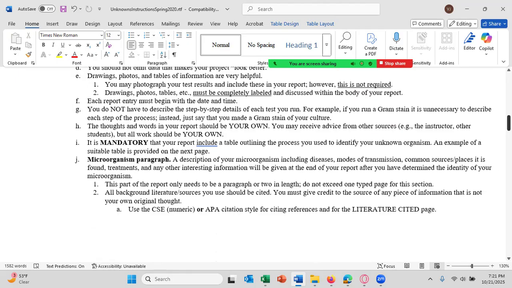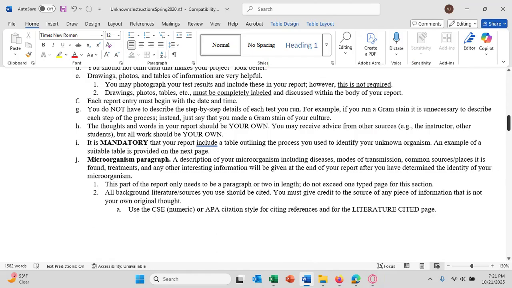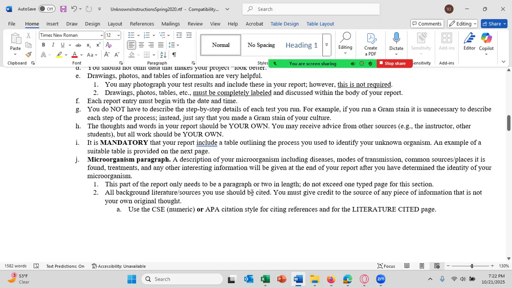You must also have a microorganism paragraph near the end of your report discussing your microorganism, including the diseases it causes, modes of transmission, common sources, places it's found, some treatments for the species, and any other interesting information you find about the organism. And then you should give a full reference for where you got the microorganism paragraph. So everyone should have at least one full reference for where you got the information for your microorganism paragraph.